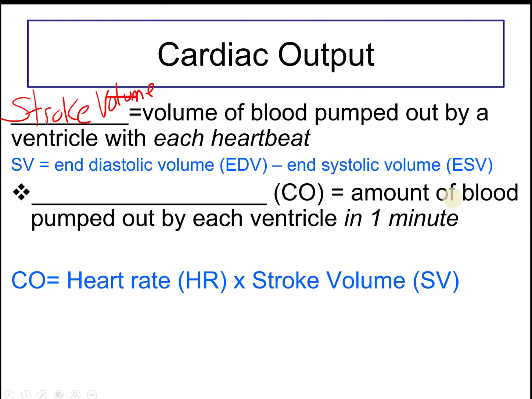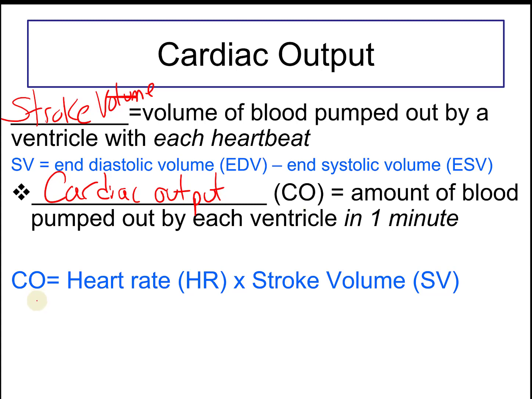If you want to know the amount of blood pumped out by each ventricle in a minute, that's called the cardiac output, or CO for short. So cardiac output is a common measure of the efficiency of your heart. How much blood does each ventricle pump out in a minute? And you can figure this out if you have some information.